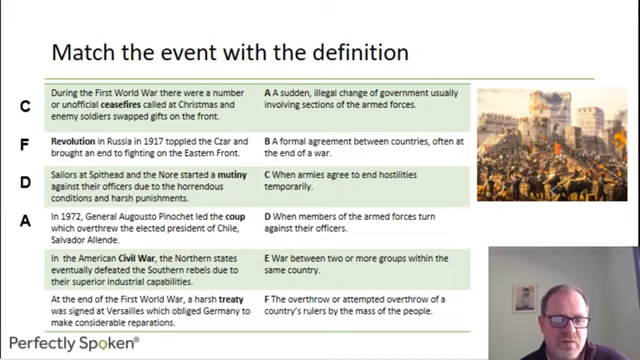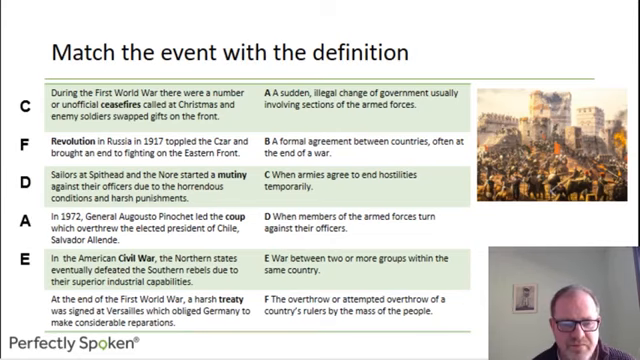In the American Civil War, the northern states eventually defeated the southern rebels due to their superior industrial capabilities. Civil war is E, a war between two or more groups within the same country. We had the English Civil War, where Oliver Cromwell fought the army of the king. The Spanish Civil War, of course, in the 20th century, where Franco came to power against the Republicans, and so on.